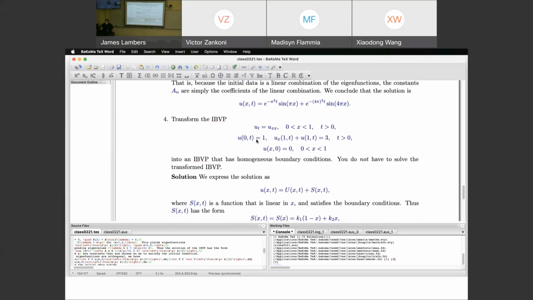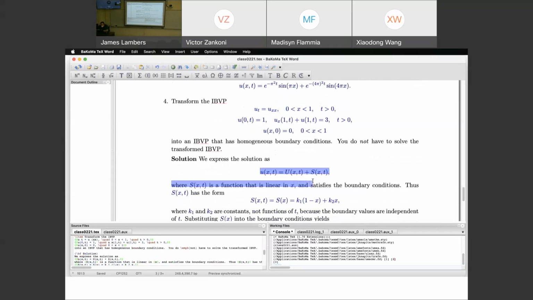Here, non-homogeneous boundary conditions: you transform it so that boundary conditions are homogeneous, and then write down the new problem, which, depending on the boundary conditions, might result in an additional term for the PDE. Be sure to pay attention to directions here saying you do not have to solve the problem, so don't waste time doing that. This is all about just the transformation procedure.